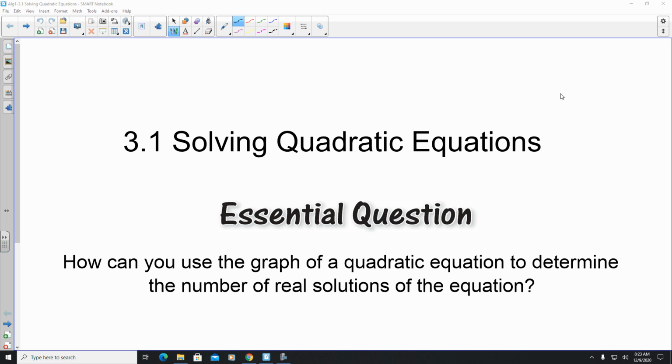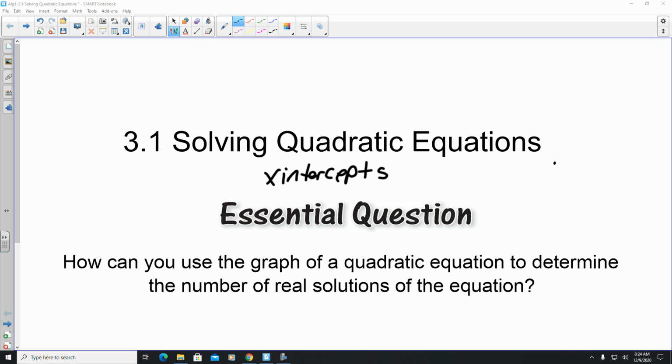In this lesson, we're going to be looking at section 3.1, where we're going to be solving quadratic equations. So anytime that we are talking about solving a quadratic equation, we are trying to solve for the x-intercepts of our parabola.